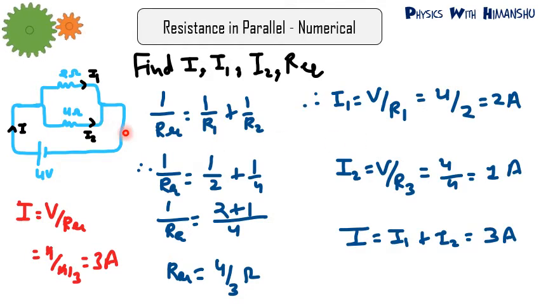Okay, suppose in this circuit we have a battery of 4 volt and there are two resistors, 2 ohm and 4 ohm. So I have to find the value of I, I1, I2 and R equivalent. See, first we calculate R equivalent.